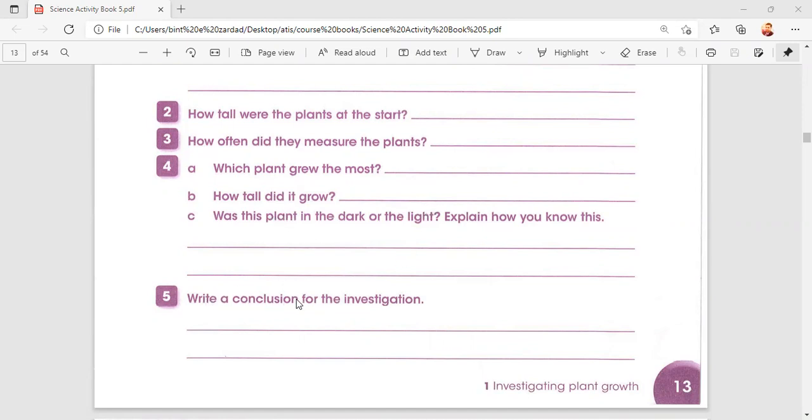Write the conclusion. Plants do not grow well in the dark place. Plants need sunlight. Without sunlight, plants cannot make their own food.